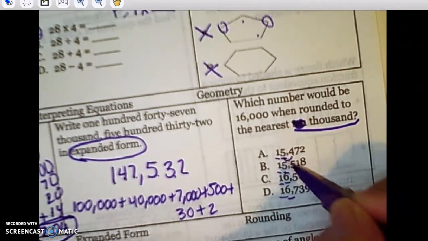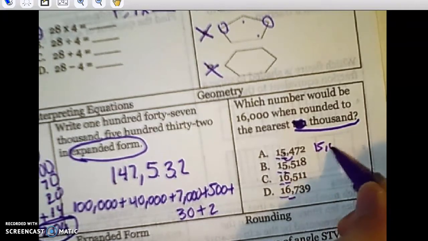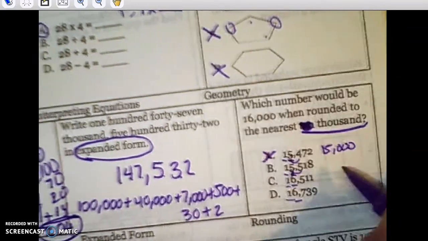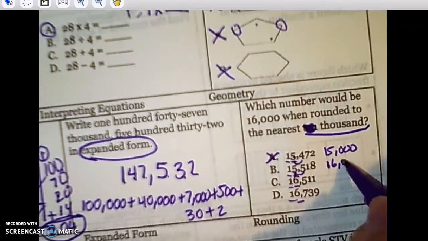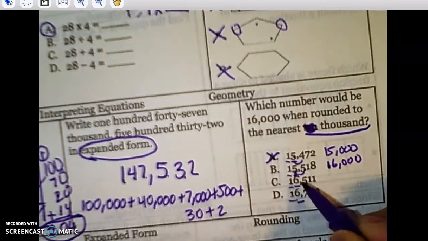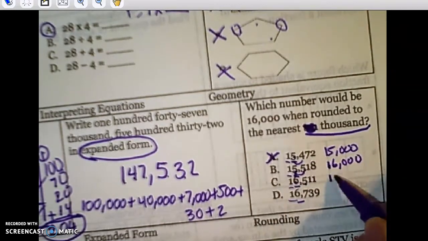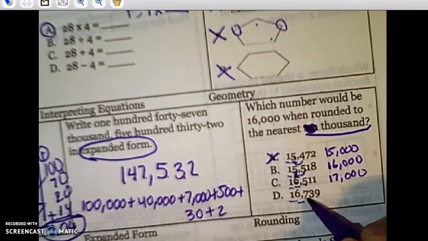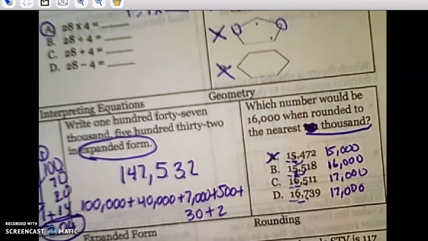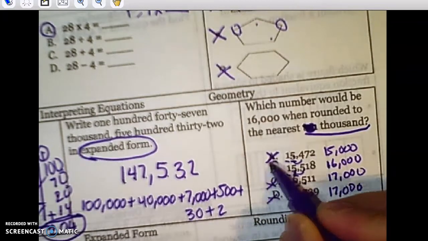So this is going to round to 15,000, so you can eliminate that. This is going to round to 16,000, because the 5 is going to make the 5 round up to 6. The 5 is going to make the 6 round to 17,000. And the 7 is going to make the 6 round to 17,000. So the best answer for this one is B.